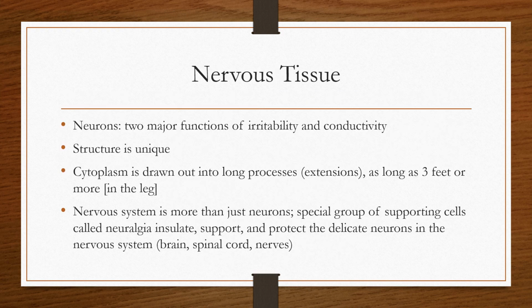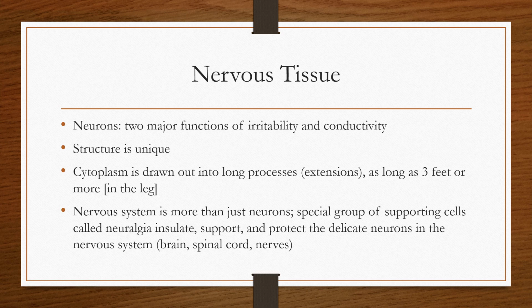Then we have nervous tissue. The cells are called neurons. All neurons receive and send electrochemical impulses from one part of the body to another. So their major functions are irritability and conductivity. The structure is very unique.